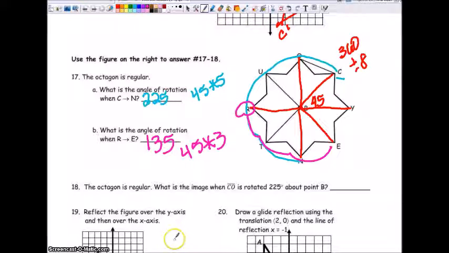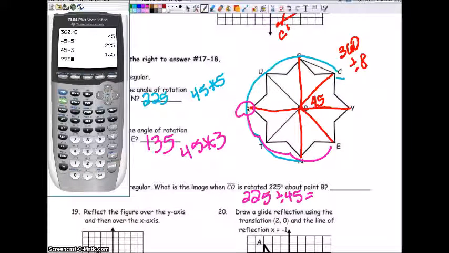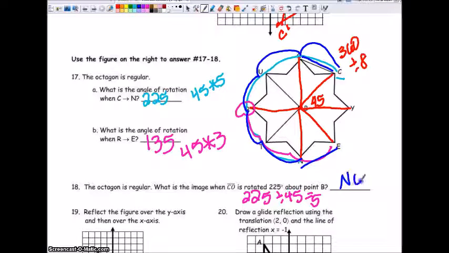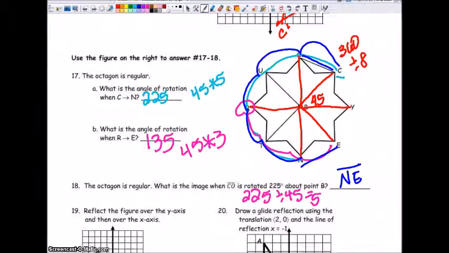The octagon is regular. What is the image when CO is rotated 225 about point B? Well, 225 divided by 45 will tell you how many changes you made. So 225 divided by 45 is 5. So you've got to make 5 movements, starting at CO. This is what you're moving. I would start with C and go 1, 2, 3, 4, 5. So it's going to start at N and go to E. So NE would be your answer.